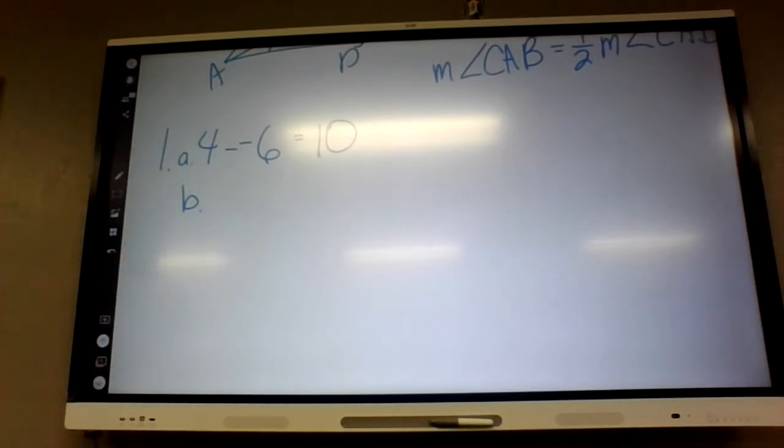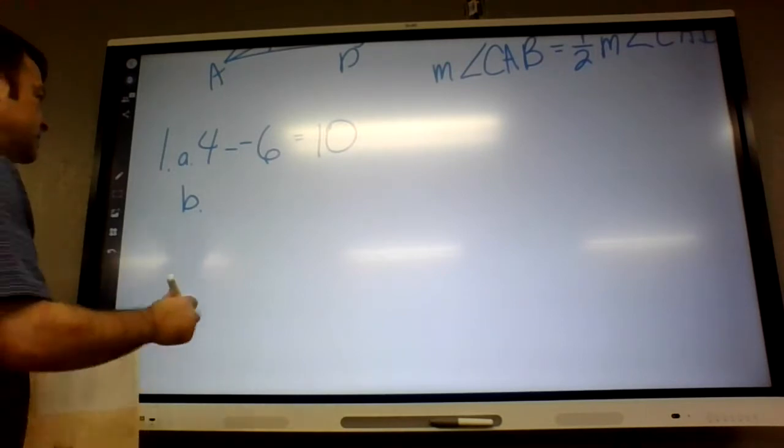B, HG. H is at 10. G is at 6. So it's 4. 10 minus 6.